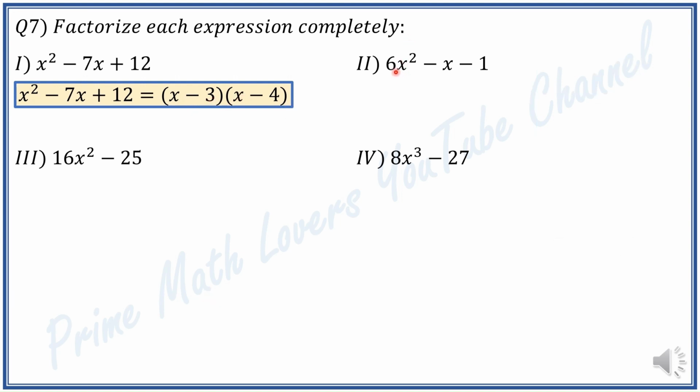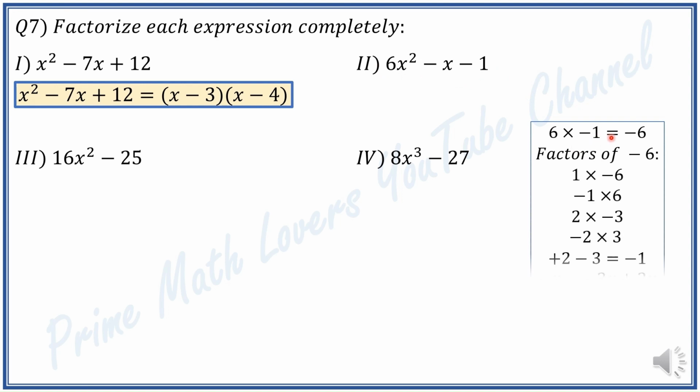And part 2 is 6x squared minus x minus 1. It is similar to part 1, so it is another exercise for you. First, we multiply the coefficient of x squared with the constant number. So 6 times minus 1 is equal to negative 6. And we write down all factors of negative 6, which are 1 and negative 6, negative 1 and 6, 2 and negative 3, negative 2 and 3.